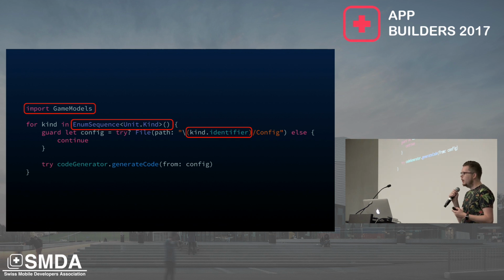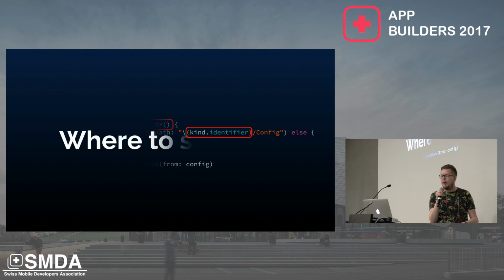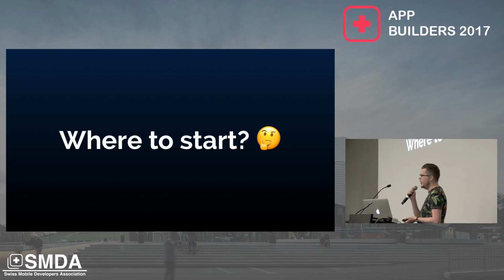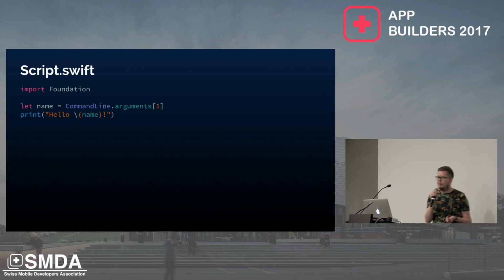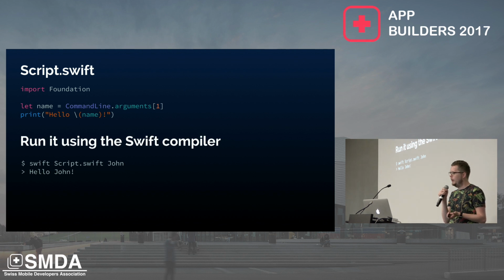So let's say you want to get more into Swift scripting. Maybe you've done some scripting in the past in different languages, or maybe you're starting out from scratch. Where do you start? How to get started with Swift scripting? Well, the easiest way to get started is just to create a simple script.swift file, which just simply runs your logic. You can do stuff like get an argument from the command line API, and then just print something. And then you can just run it by passing the path to your script to the Swift compiler, which you automatically have installed if you have Xcode installed, and that will just compile it and run it right away.